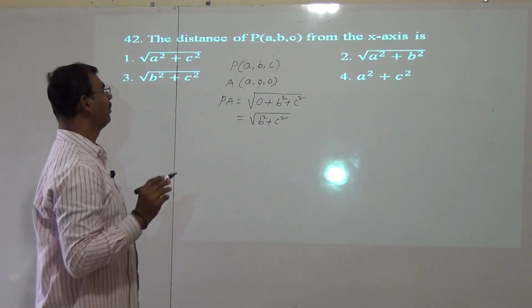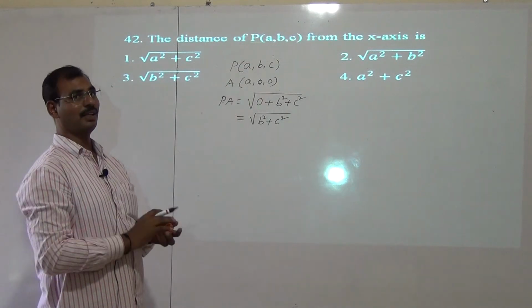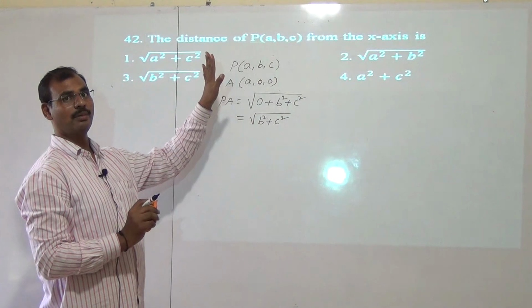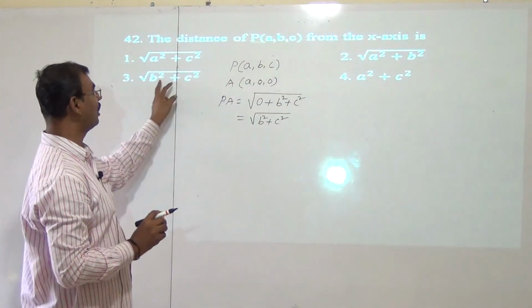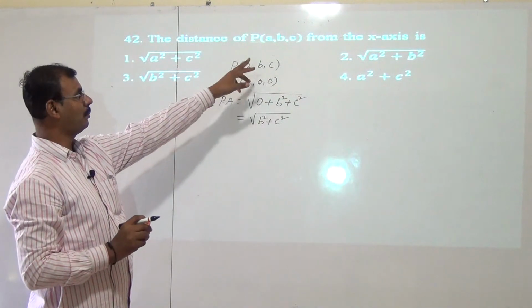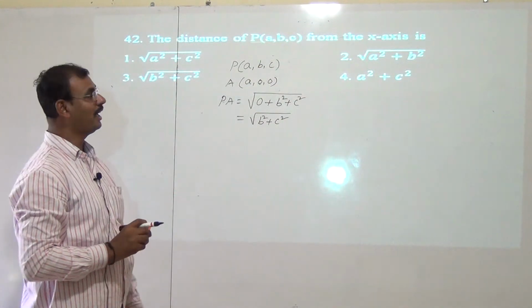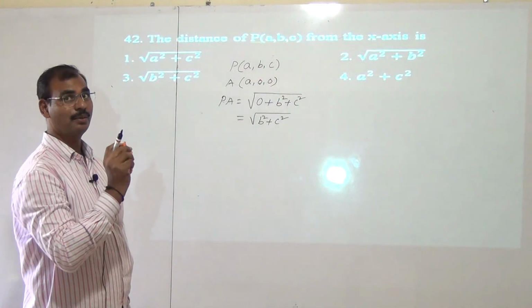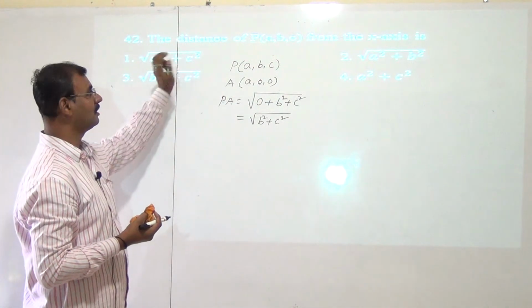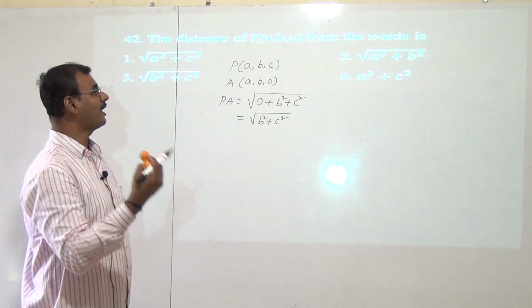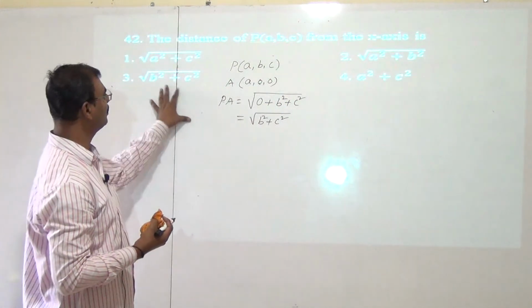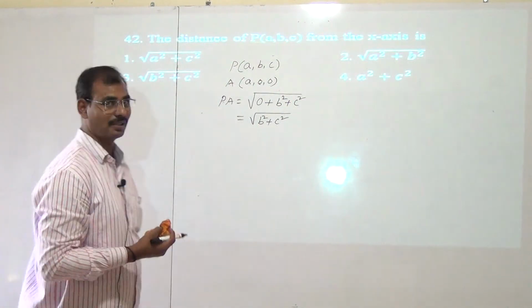Simply remember that for the x-axis, the first value A is deleted. So what is the answer? Square root of B square plus C square. Distance of point P from the y-axis is given. For the y-axis, which element is deleted? B is deleted. Square root of A square plus C square. This is the answer for the y-axis. For the z-axis, the answer is the square root of A square plus B square. This is an important model. A very simple question also. Very easy.